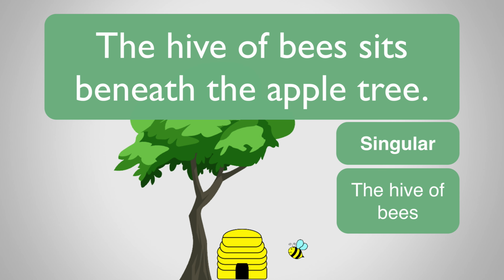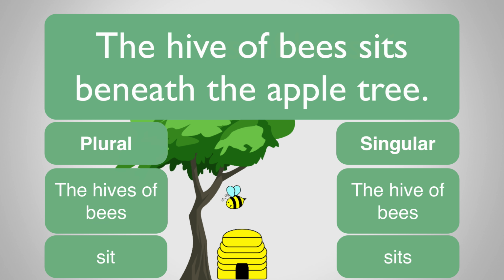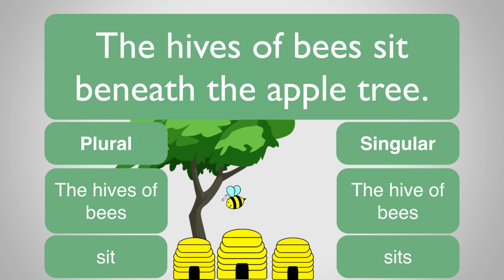It's clear that the hive is doing the sitting and not the bees, so the subject of the sentence is hive. The verb sits is singular and matches the singular subject. Just for comparison, let's see if we can change the subject of this sentence to a plural and change the verb to match. The hives of bees sit beneath the apple tree. Now there's more than one hive and the verb has changed to match the plural subject.